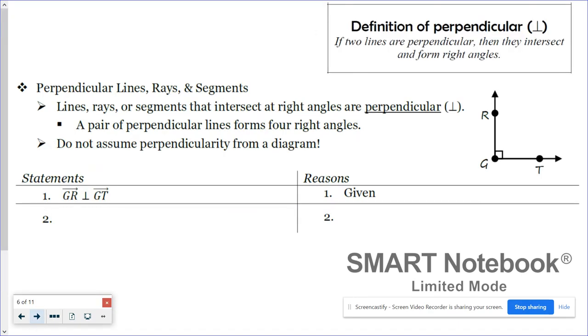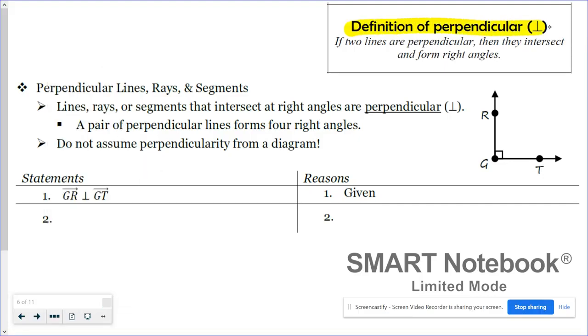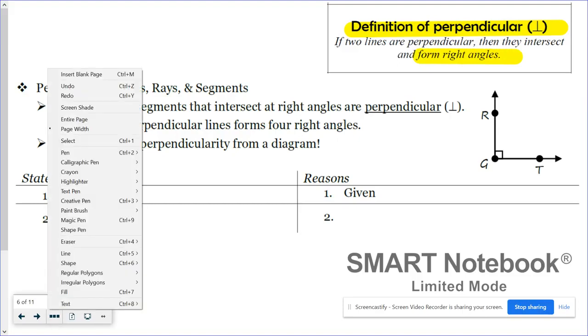For our next definition, we have definition of perpendicular. I never write the word perpendicular. I just use that symbol, okay? But we've worked with perpendicular before. So we're going to use definition of perpendicular when we are given perpendicular, okay? And the definition says if 2 lines are perpendicular, then they intersect and form right angles. So that's going to be your conclusion when you're given perpendicular.